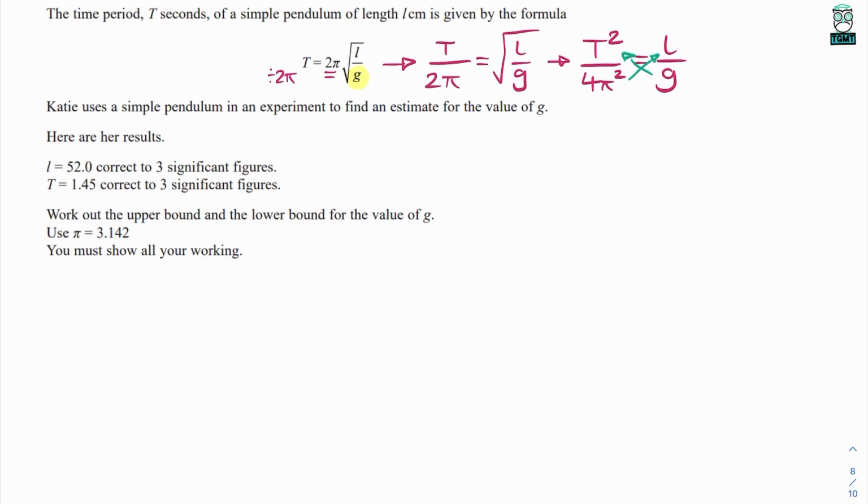So multiply the G up to the T squared and multiply that 4 pi squared up to the L. So if we do that, we have, and I'll put the G first, it doesn't really matter, G T squared will equal, and again I'll keep the 4 at the start for this one, so 4 pi squared L. We're almost done. We've just got to now get rid of that t squared.